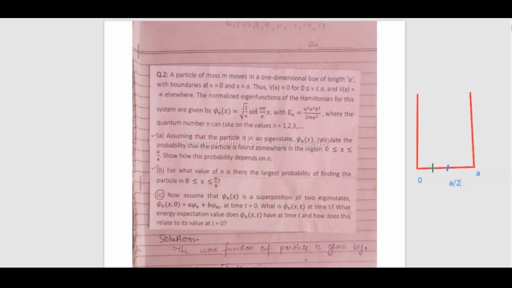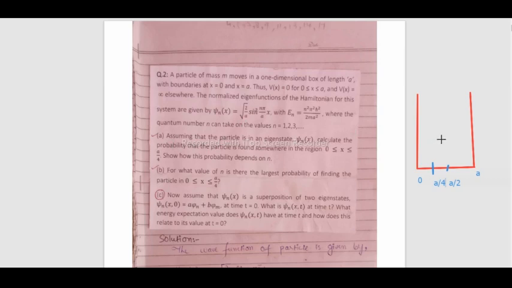Secondly, according to the question, we are to find the probability of finding the particle from 0 to a upon 4. So a upon 4 is this, which I am going to draw and label as a upon 4, right?